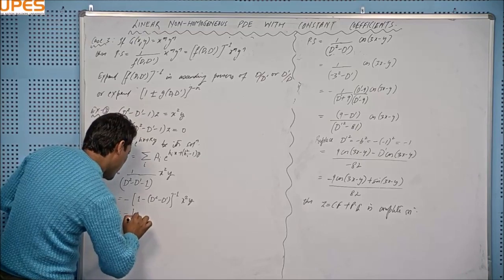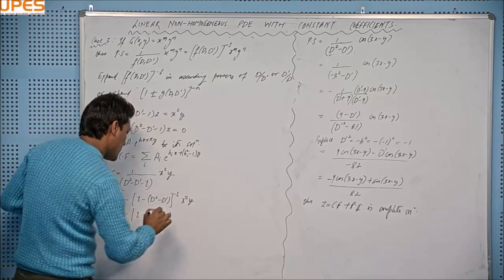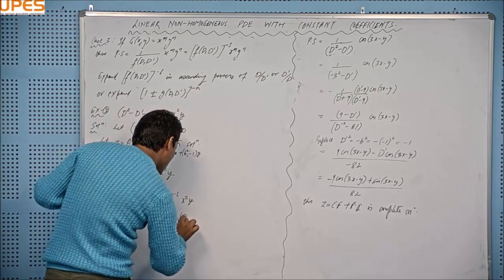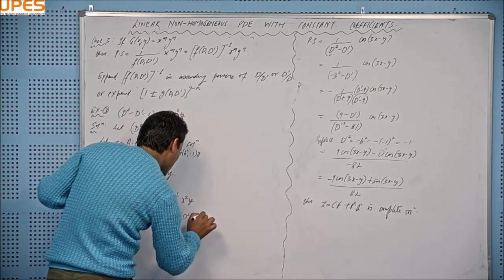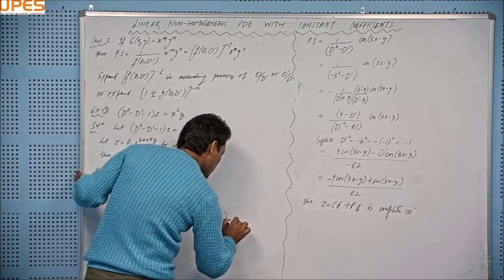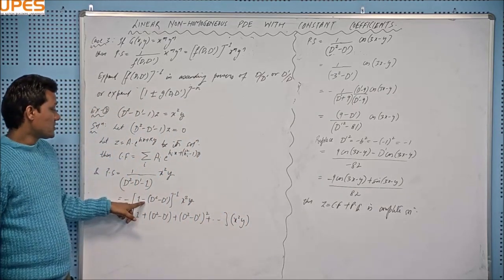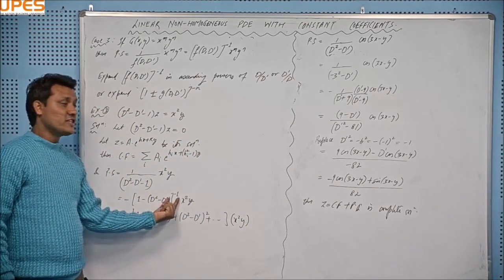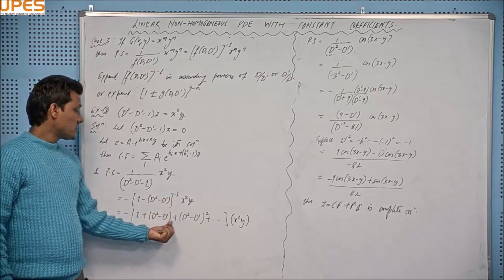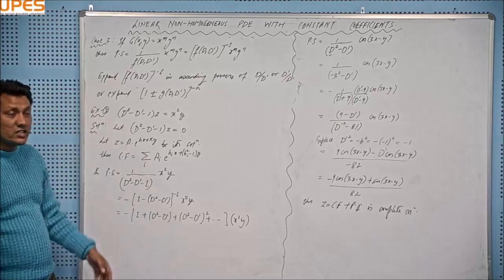minus [1 plus (D square minus D dash), and then again plus (D square minus D dash) whole square]. I think 3 terms are sufficient. And you know the expansion: 1 minus z whole to the power minus 1 is 1 plus z plus z square plus z cube, and so on. All terms are positive, and the power of z goes on increasing.